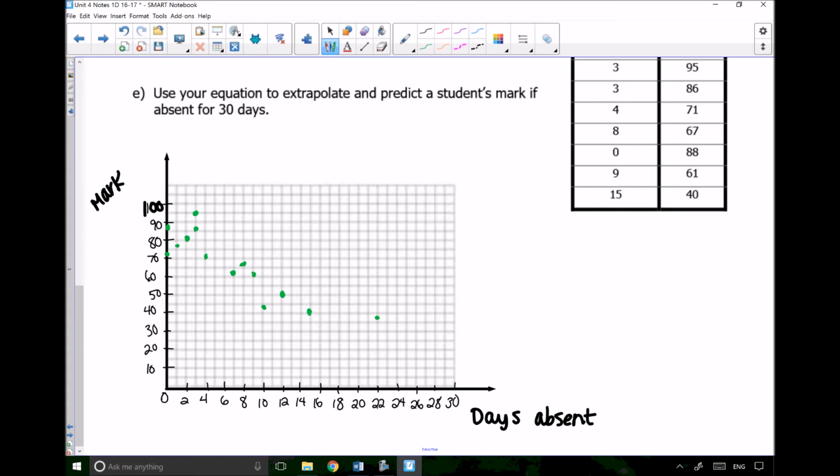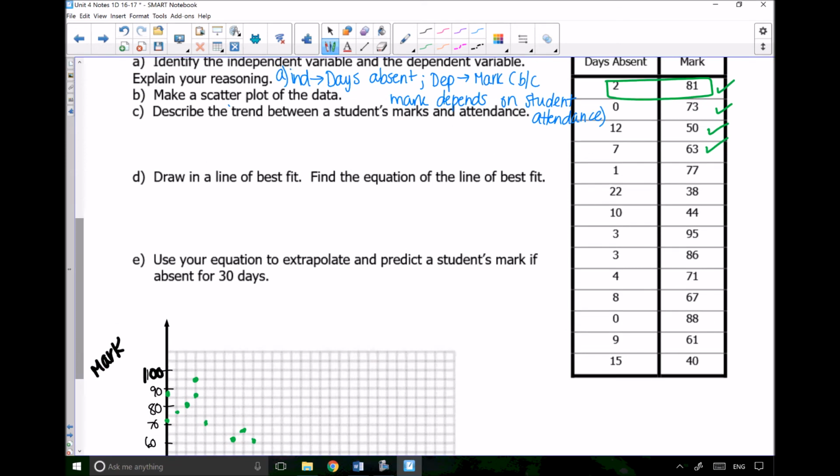So if you guys notice right here, we have a general downward trend. It's clear that the people with the higher marks are the ones who were absent less often. So that's what my scatter plot looks like. I'm done with question B.